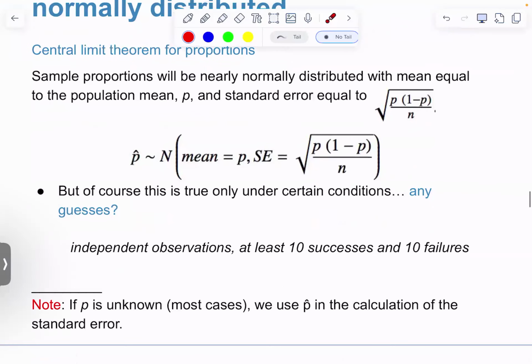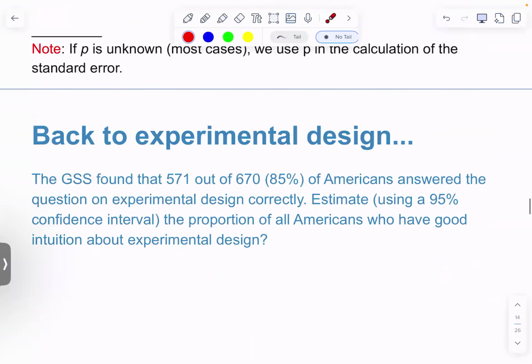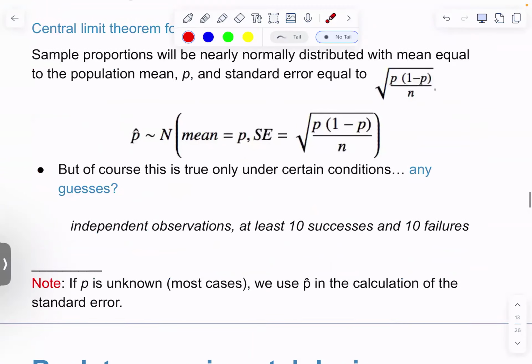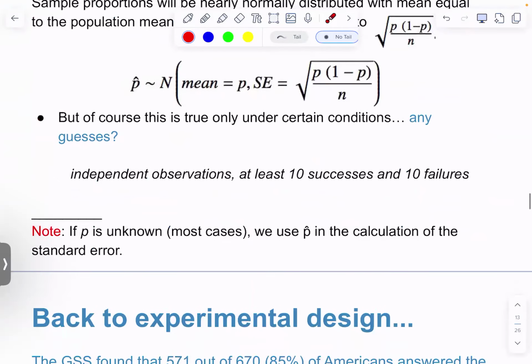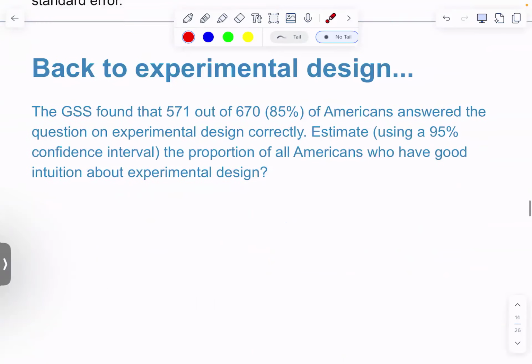We checked our conditions earlier this week. The slide talks about the central limit theorem here, but we've spent a lot of time there already.